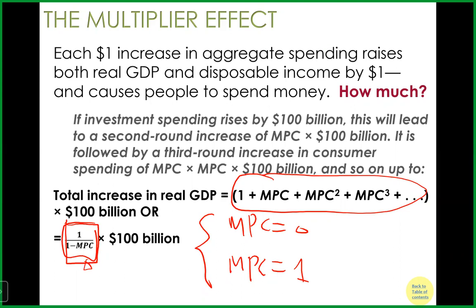And why is it infinity? Because you have 100 billion at the beginning, and the next guy is going to spend another 100 billion. And the next guy spends another 100 billion. And the next guy spends 100 billion. And this process never stops. Right? This helps you understand how MPC links with the multiplier, or how the multiplier comes out, right?